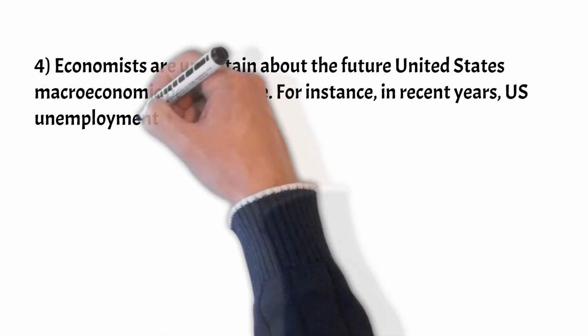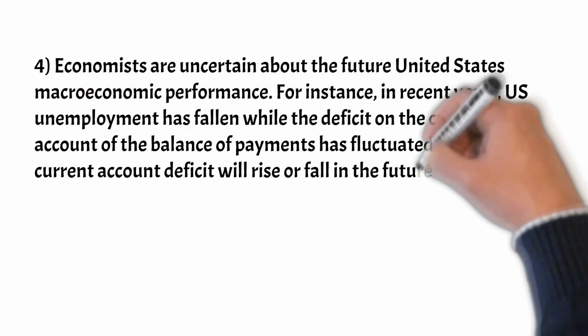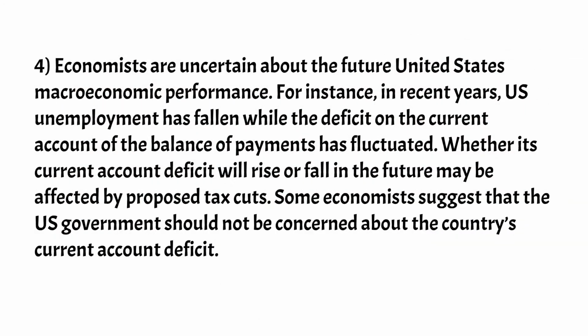Moving on to question 4. Economists are uncertain about the future United States macroeconomic performance. For instance, in recent years, U.S. unemployment has fallen while the deficit on the current account of the balance of payments has fluctuated. Whether its current account deficit will rise or fall in the future may be affected by proposed tax cuts. Some economists suggest that the U.S. government should not be concerned about the country's current account deficit.